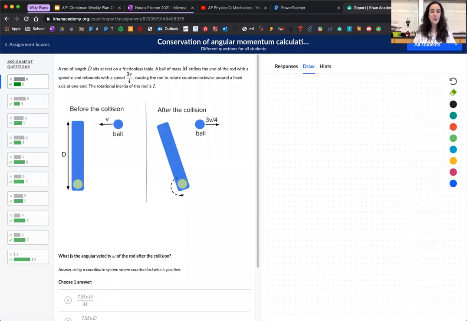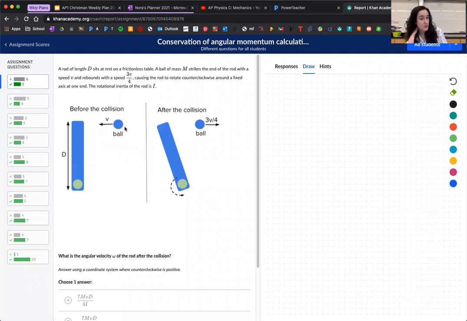Hi, I wanted to go over problems like this one that might show up on the Khan Academy. You might luck out and not get a question like this, but if you do, I wanted to go over it because it's kind of tricky. So in a situation like this one, what we have is a collision.